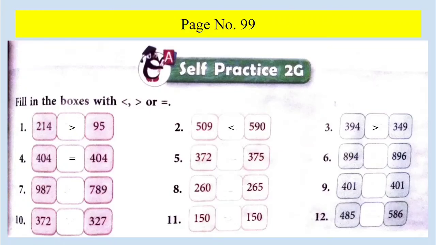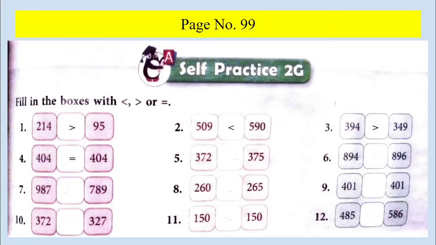Now let us look at the fifth part. So we have the numbers 372 and 375. So first we will start comparing the digits from the left side. So we will start comparing the digits from the hundreds place. So we have 3 in hundreds place in both the numbers. So now we will compare the digits in the tens place. We have 7 in tens place in both the numbers. Now we will compare the digits in the ones place. So we will compare the digits 2 and 5.